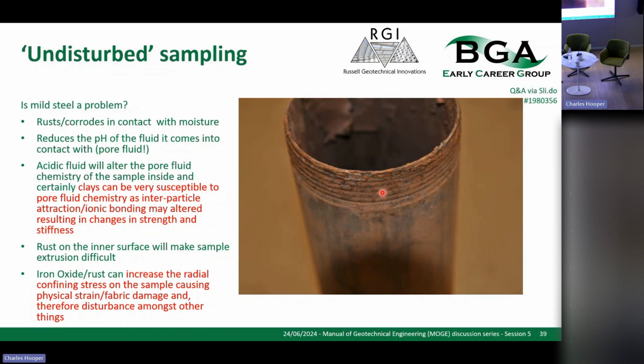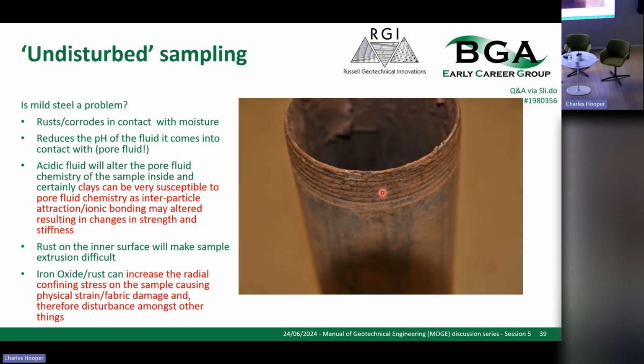Obviously, non-cohesive materials don't have that kind of interbond chemical attraction, but clays certainly do. So reducing the pH of the pore fluid really isn't good. This acidic water will definitely change the pore fluid chemistry of clays, which may alter the strength and stiffness.